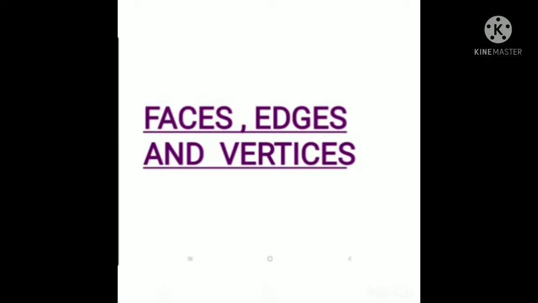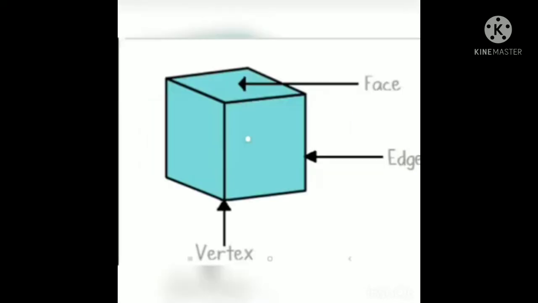Now let us see what faces, edges and vertices of these solid shapes are. So what is a face, what is an edge and what are vertices? Consider the case of a cube. This is a cube, isn't it? All the faces of a cube will be the same. So what do you mean by face? The flat surface. This flat surface is known as a face. So a cube has 6 faces.